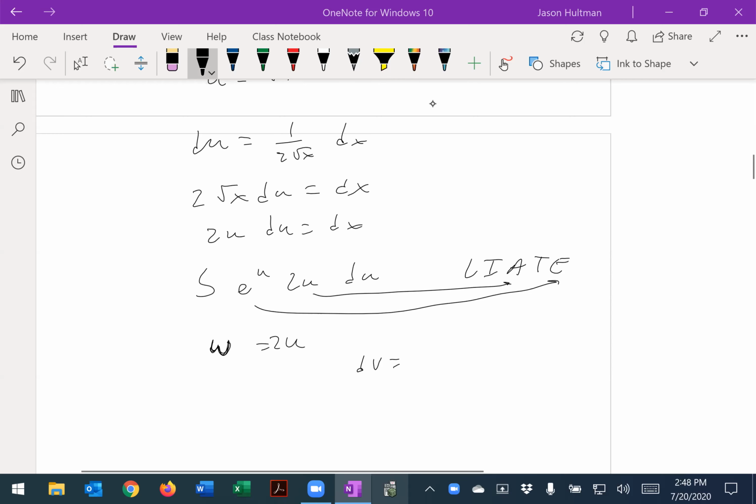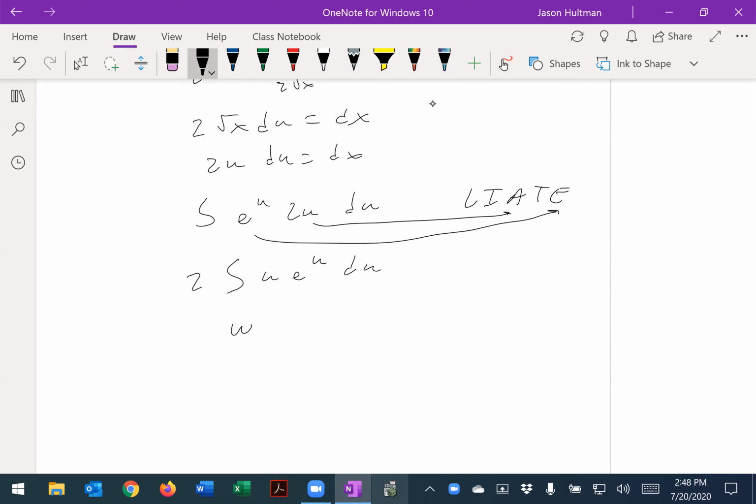Can you pull out the 2? Sure, you can put it out in front if you wanted to. That's fine. If you want to do that, we can do it that way. 2 times u e to the u du. So let's do w is equal to u, and then dv is equal to e to the u du, so v is equal to e to the u. Okay, dw is equal to du.